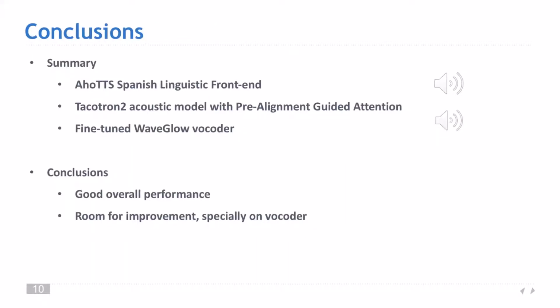So finally, here we have a summary of the system we submitted to the challenge. It is a system with a Spanish linguistic frontend, Tacotron 2 as acoustic model with pre-alignment guided attention, and the fine-tuned WaveGlow vocoder. Here are a couple of samples.